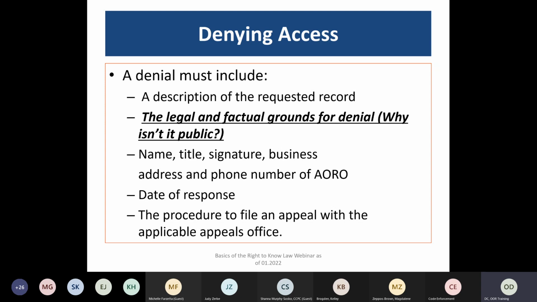All right, and then you put the name, title, signature, and contact information for the AORO. Because remember what I said, the AORO is the person legally responsible for responding to the Right to Know request. Then you put the date of the response, and this is important because a new deadline kicks in based on the date of the response, and then the procedure that the individual would follow for filing an appeal.